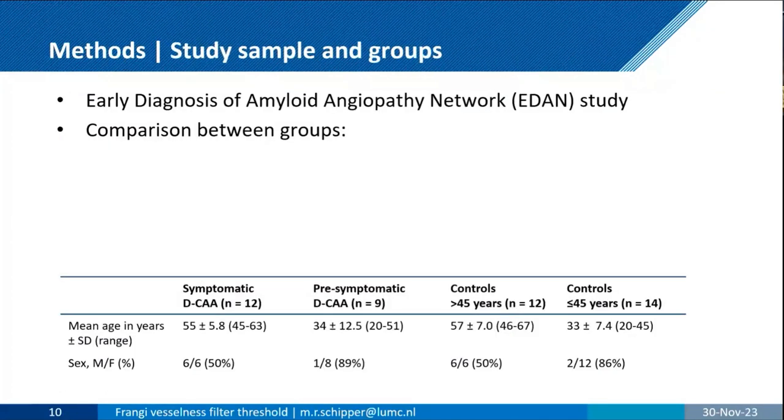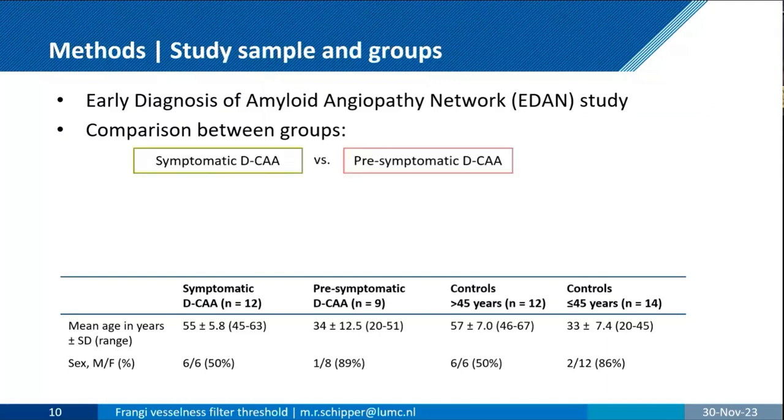So the study sample is from the early diagnosis of amyloid angiopathy network, also known as the EDAN study. And this sample allows a comparison between different groups. So the first group is between the symptomatic and the pre-symptomatic CAA. So you fall within the symptomatic CAA if you had a symptomatic hemorrhage, and otherwise you're pre-symptomatic.